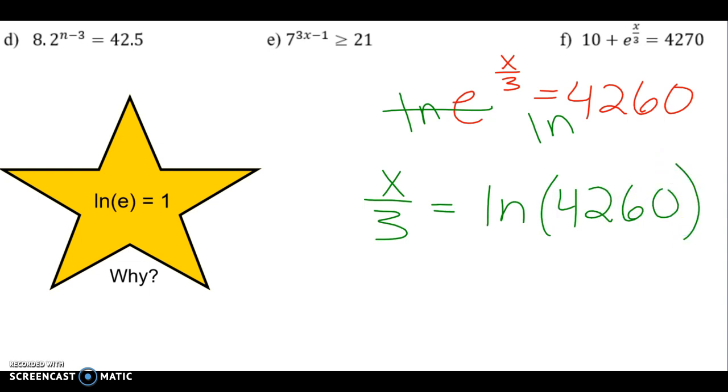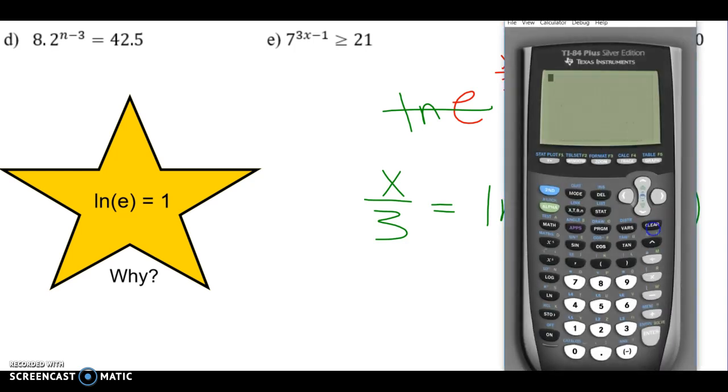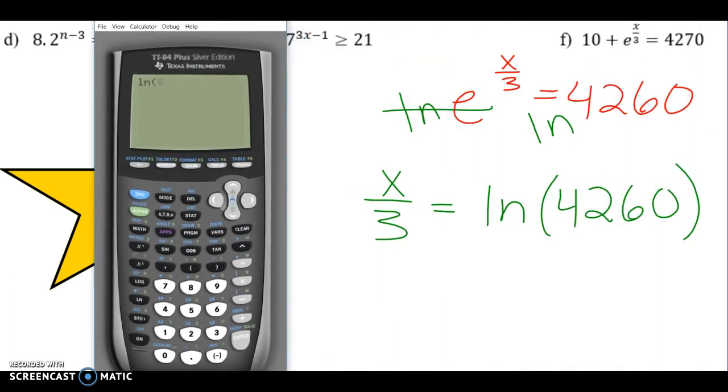Now, the biggest thing that people forget to do is they forget to natural log both sides. So you're like, oh yeah, natural log cancels out the left, but then you don't do it to the right, and then you end up getting a wrong answer. So make sure you do it to both. And then what's the only thing I need to do to get x by itself? Multiply by 3. And you can use the ln button on your calculator, natural log of 4,260. Make sure you close your parentheses, or you can hit enter. And then multiply that by 3.